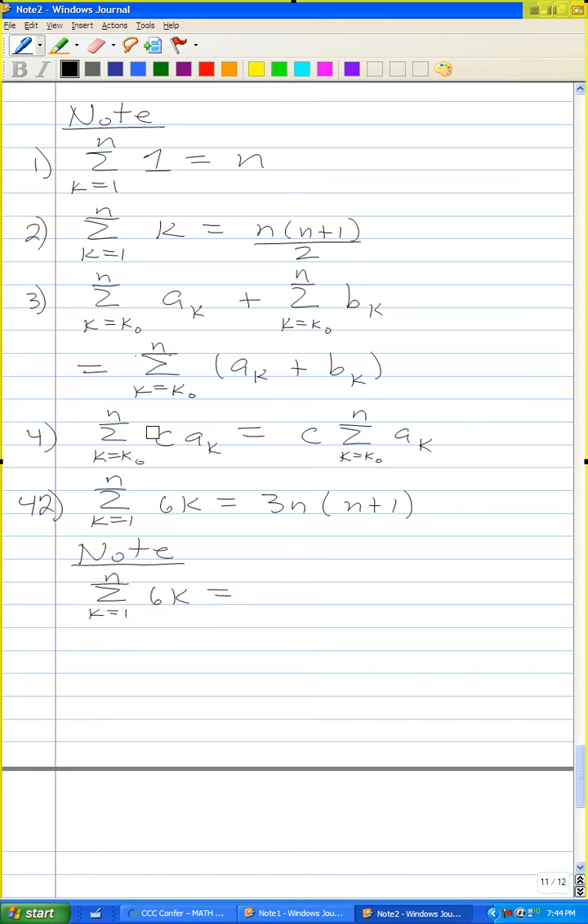So note that by this, I can just bring constants out in front of the summation, distributive property. And well, the sum k equaling 1 to n of k is just equal to n times n plus 1 over 2.